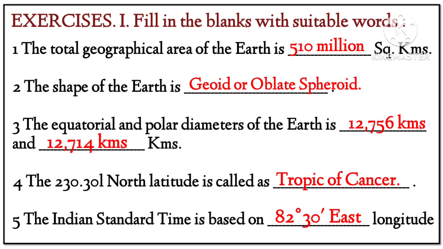Now exercises. First, fill in the blanks with suitable words. First, the total geographical area of the earth is 510 million square kilometers. Second, the shape of the earth is geoid or oblate spheroid. Third, the equatorial and polar diameters of the earth are 12,700 kilometers and 12,714 kilometers. Fourth, 23.5 degree north latitude is called the Tropic of Cancer. Fifth, the Indian Standard Time is based on 82 degree 30 minutes east longitude.